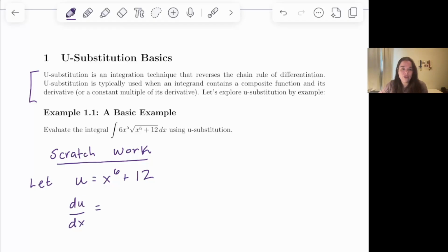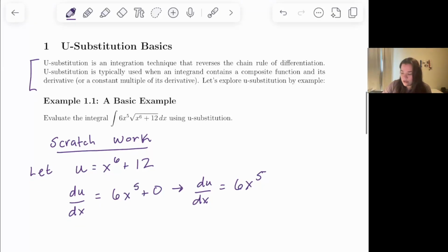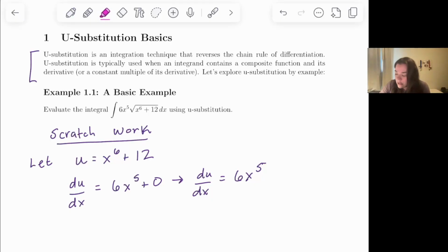So the derivative of U with respect to x is equal to 6x to the fifth plus 0, right? The derivative of this plus 12 becomes 0. So cleaning this up a little bit, I get du dx equals 6x to the fifth. Now, one more step here in my scratch work structure. What I do is I look at this du dx and I actually am going to separate these differentials. I am going to multiply the dx to the other side of the equation. You'll see why again here in a moment once you get used to this structure.